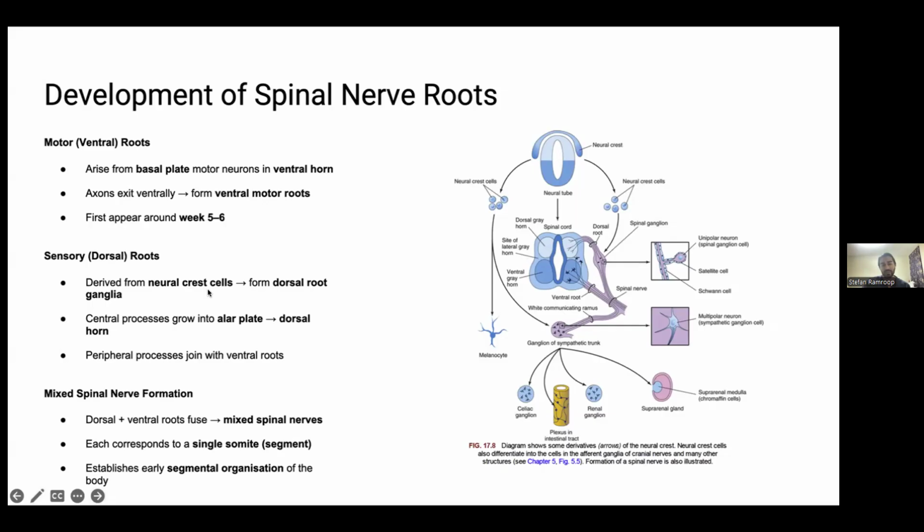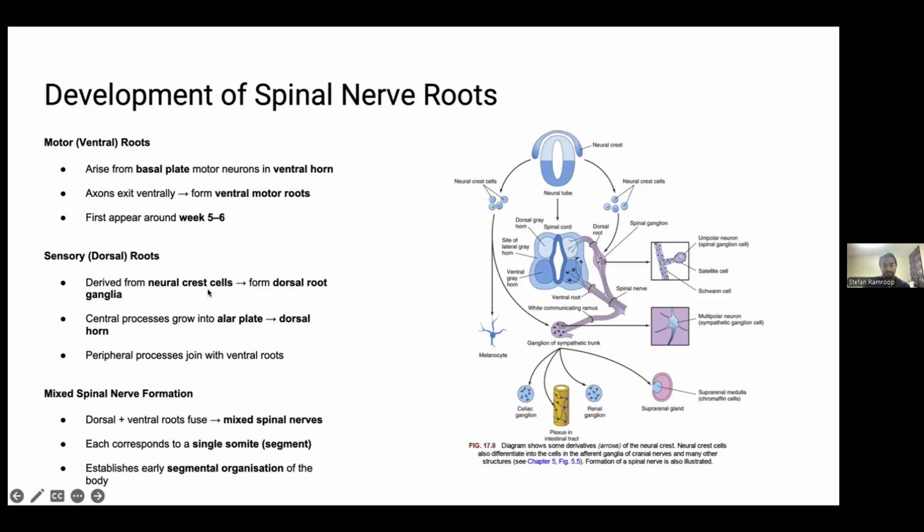That begins around weeks 5 to 6, and simultaneously, neural crest cells migrate laterally and aggregate beside the cord to form your dorsal root ganglia. Each ganglion's neurons extend central processes into the cord's alar plates to establish sensory input pathways and peripheral processes toward the body wall and limbs.